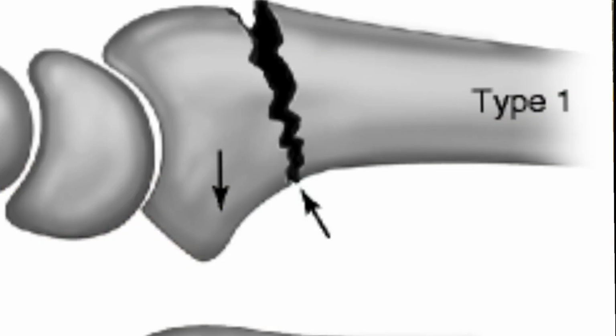So quickly, let me talk about the classification of Smith fracture. Smith fracture can be classified into three forms. All right, we have type 1, we have type 2, and we have type 3. Very simple one. Type 1 is the most common one.